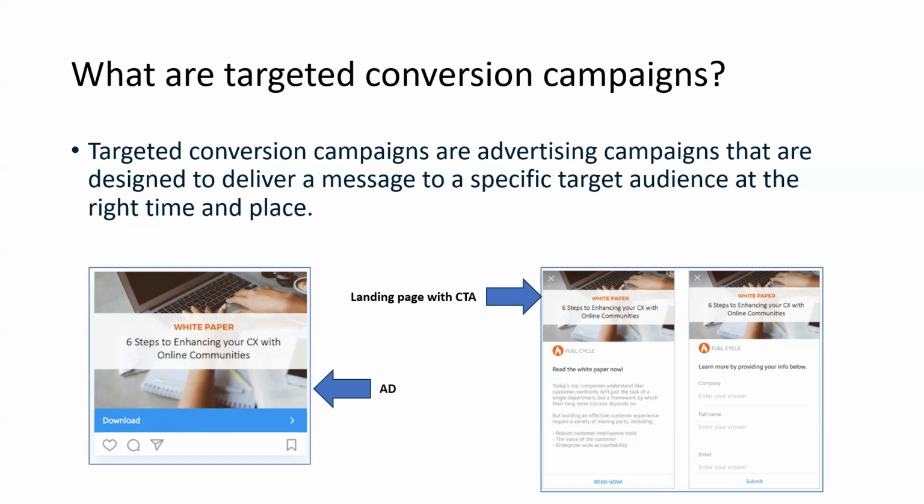And when you click on read now, you are taken to another page with form fields. This is called the call to action page, or the CTA, where you give your company information and your contact details, and submit the page. Then you are taken to a thank you page which says, okay, your details have been submitted. So this is how the conversion happens. Let's move ahead.